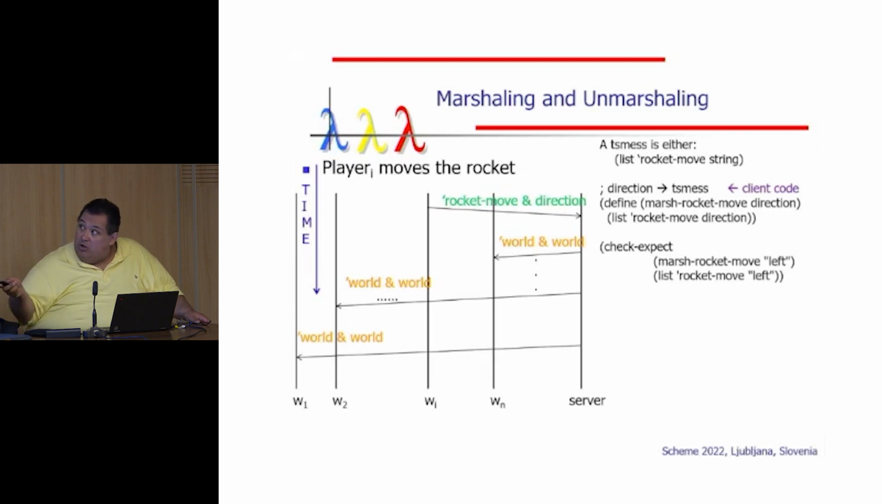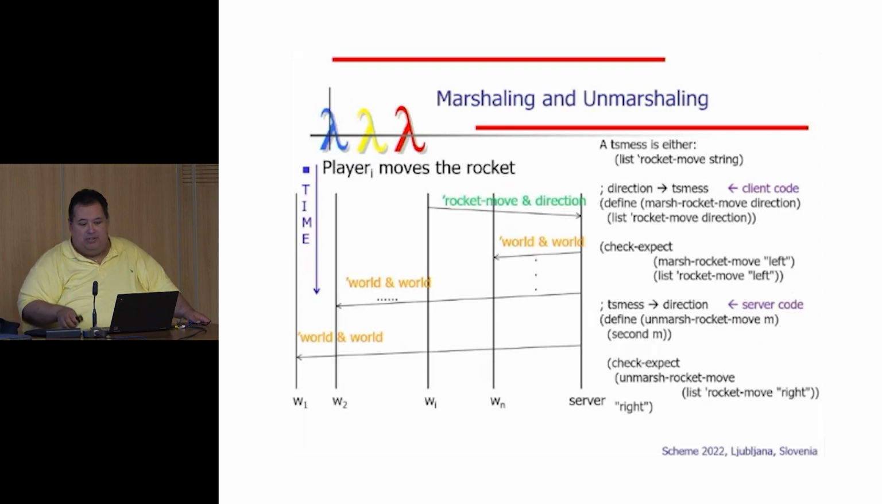Right? And that code goes where? At the beginning of the arrow. So that we know that that's what? Player code. Now, what do we need at the end of the arrow? Well, right, we need to unmarshal that type of code. So the unmarshaling function simply what? Takes the second element out of the message. And it says this is the direction that you need.